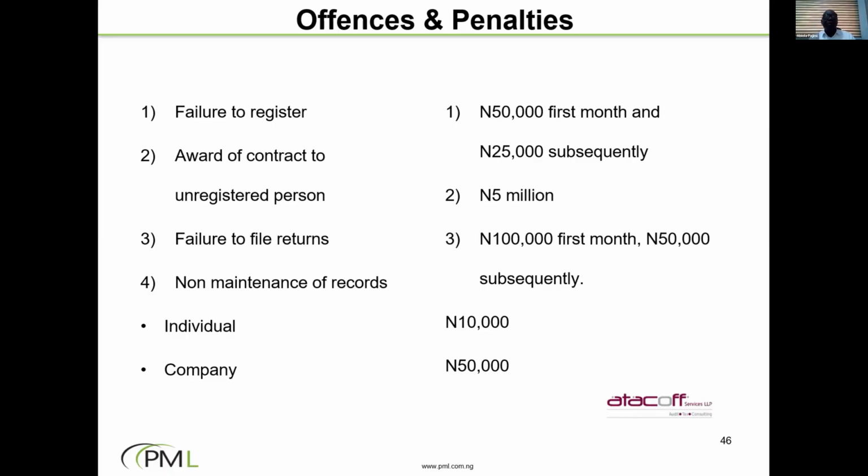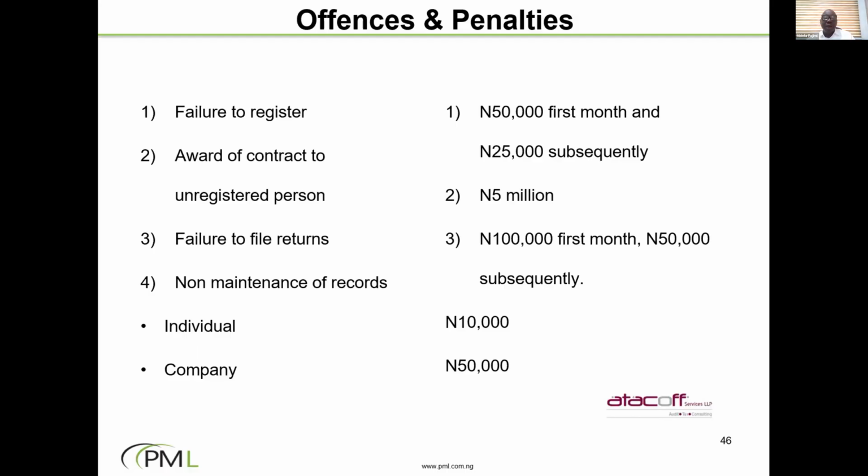Then the next one, award of contract to unregistered person. If you give contract to an unregistered person, 5 million naira penalty. Failure to file returns. If you are supposed to file returns, you did not file. 100,000 naira for the first month and 50,000 naira subsequently, compared to current one, 50,000. So they've increased it.